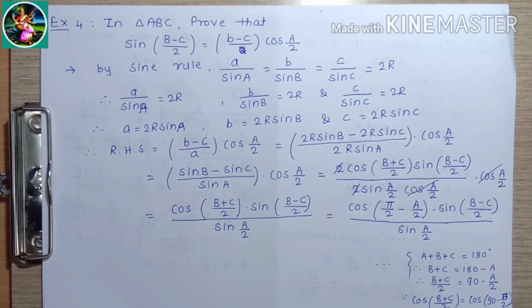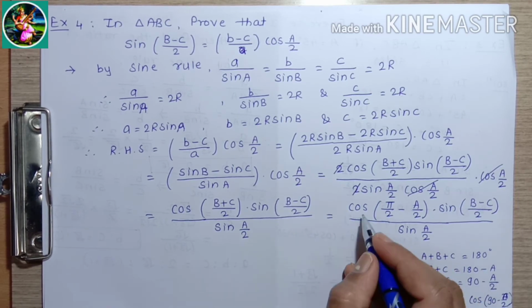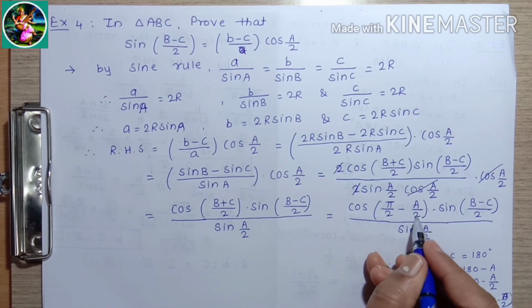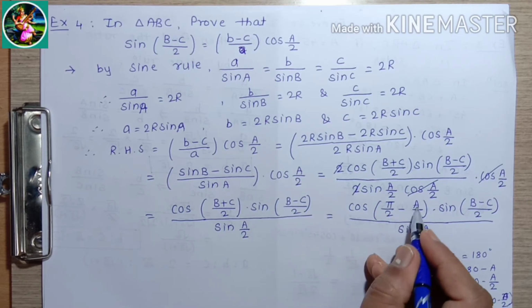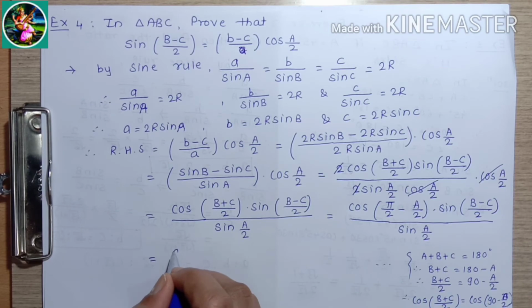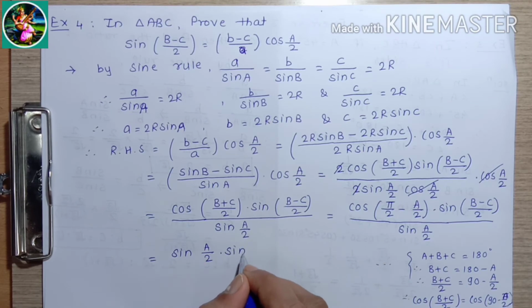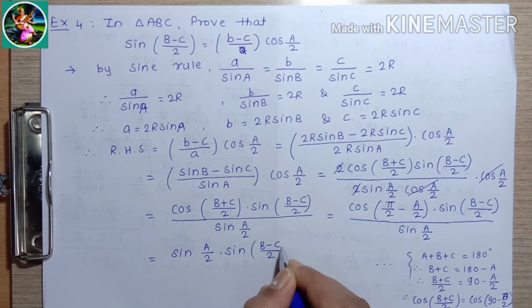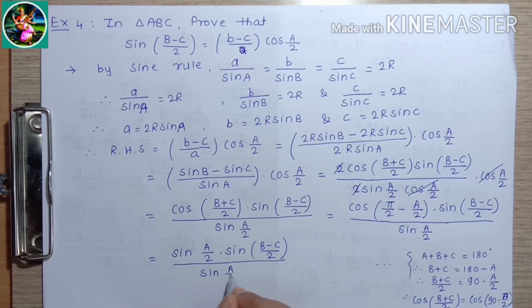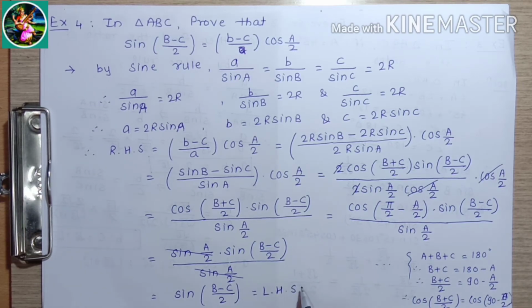Therefore here we now write sin of A upon 2. Therefore now cos of pi by 2 minus A upon 2, instead of that we write sin of A upon 2, into sin of B minus C divided by 2 as it is, and this divided by sin of A upon 2. Now that sin of A upon 2, sin of A upon 2 get cancelled. Here we get sin of B minus C divided by 2, and that is our LHS. Hence we proved.